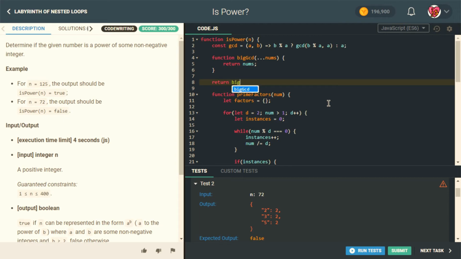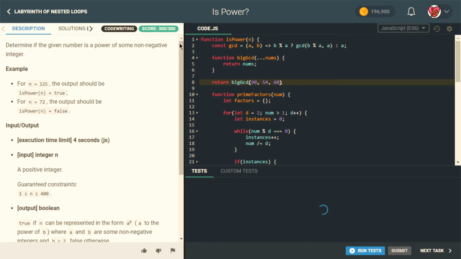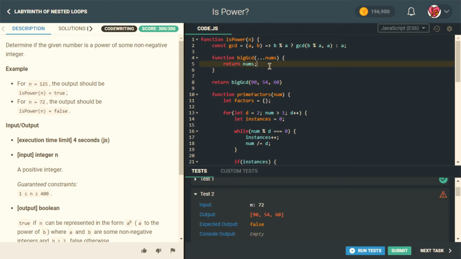All right, so big GCD of what? Well, let's try 90, 54, and 60. Okay, so we're giving it 3 arguments. Right now it's just returning nums, so it should be giving back the same arguments, but notice it's putting them into an array. So I didn't have to put these in an array. I didn't have to use the spread operator here. I'm using the spread operator here, okay? So what I'm saying is what you're receiving has already been spread out. Nums is itself an array. So it's almost like a reverse spread operator. I found this kind of tough to deal with at first, but it makes sense. Okay, so we've got our nums here.